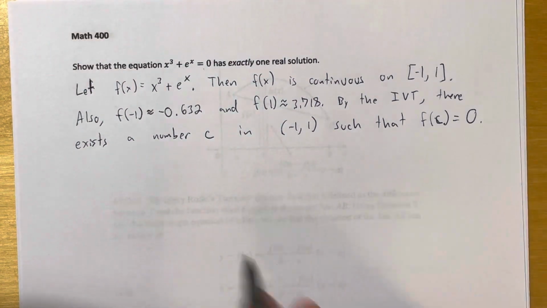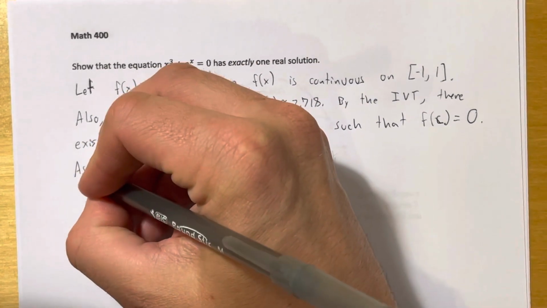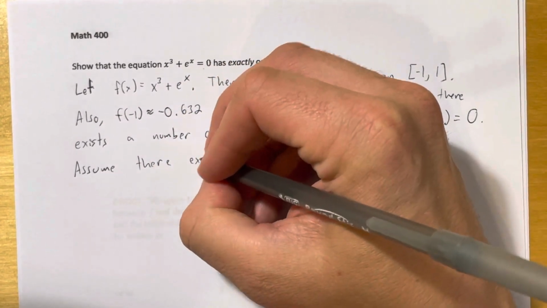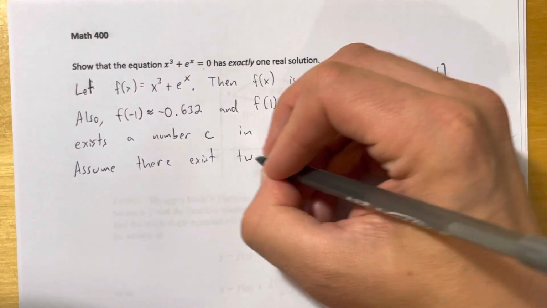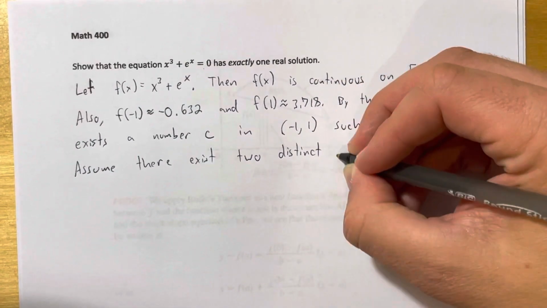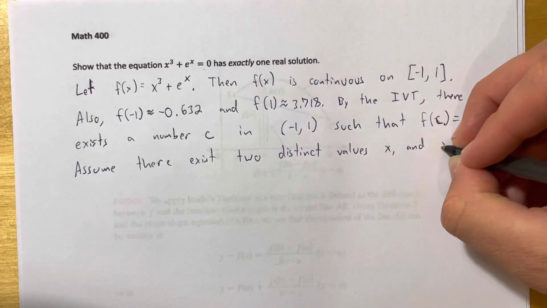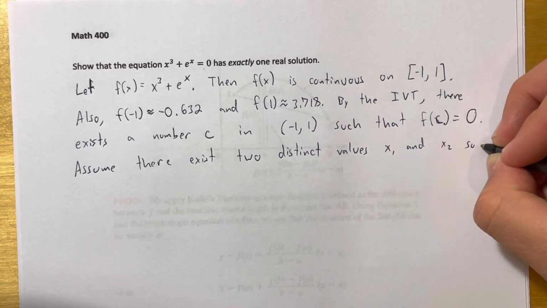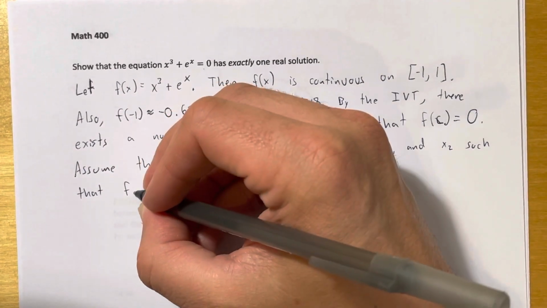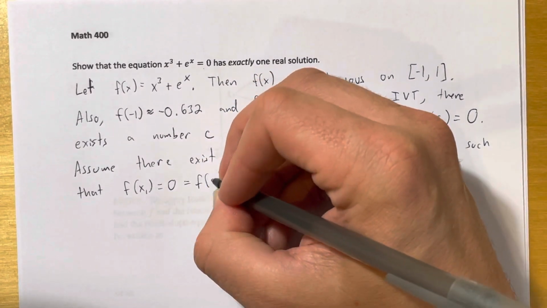So what I'm going to say is, since we know that there's at least one solution, we're going to assume there exist two distinct values, x1 and x2, such that f of x1 is equal to 0, as is f of x2.